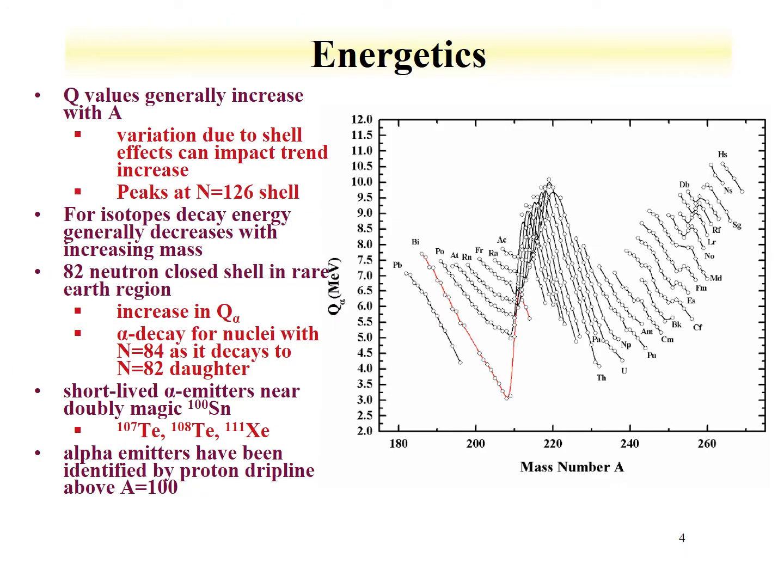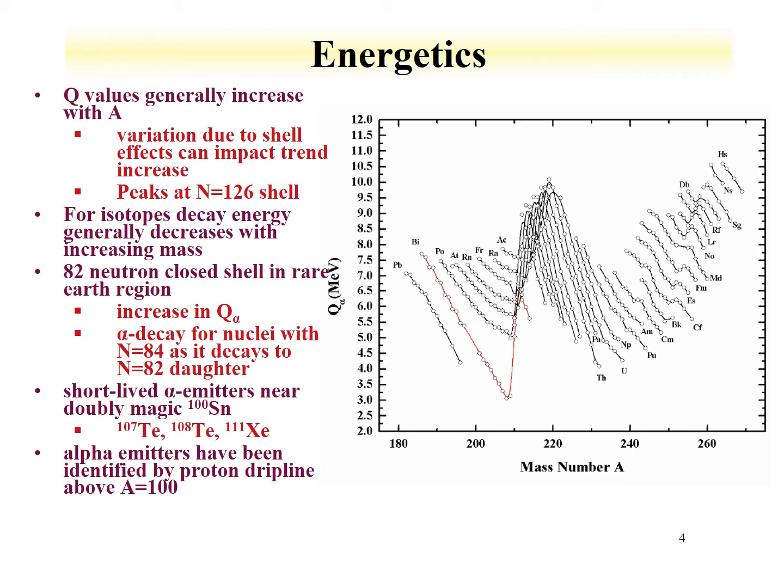There are some trends that can be observed with the Q-value energetics for alpha decay. One is that the Q value generally increases with A. So if we look at all the isotopes together and we increase A, we see a general trend that as A goes up, the Q value increases. However, this is not generally true for a given isotope. If I look at a given isotope, for instance the lead here, the bismuth here, plutonium here, as I increase the A for a given isotope, the Q value generally decreases.